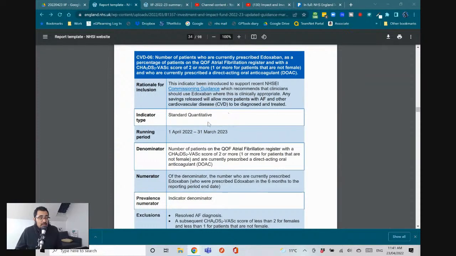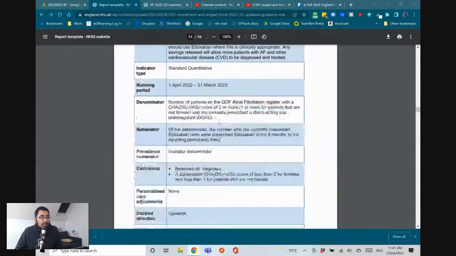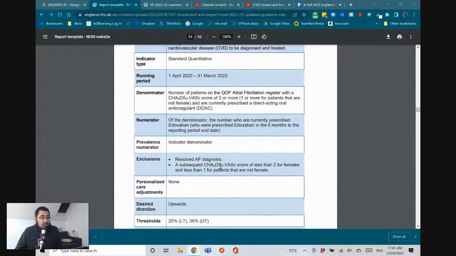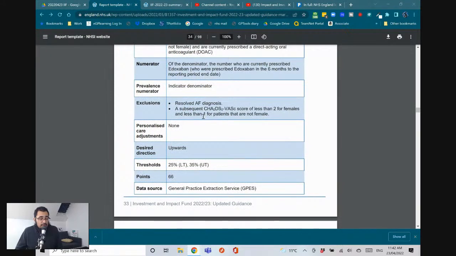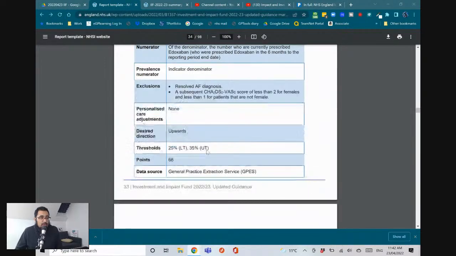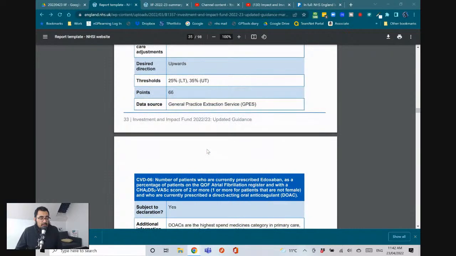It is a standard quantitative indicator for this financial year, and in terms of exclusions, a prevalence of AF diagnosis, a subsequent CHA2DS2 score of less than 2 for females and less than 1 for patients that are not female. Sorry, resolved diagnosis of AF before, not and things. It's an upward trend one with a 25% lower threshold and 35% upper threshold. It's worth 66 points, and the extraction of the services through GPES.